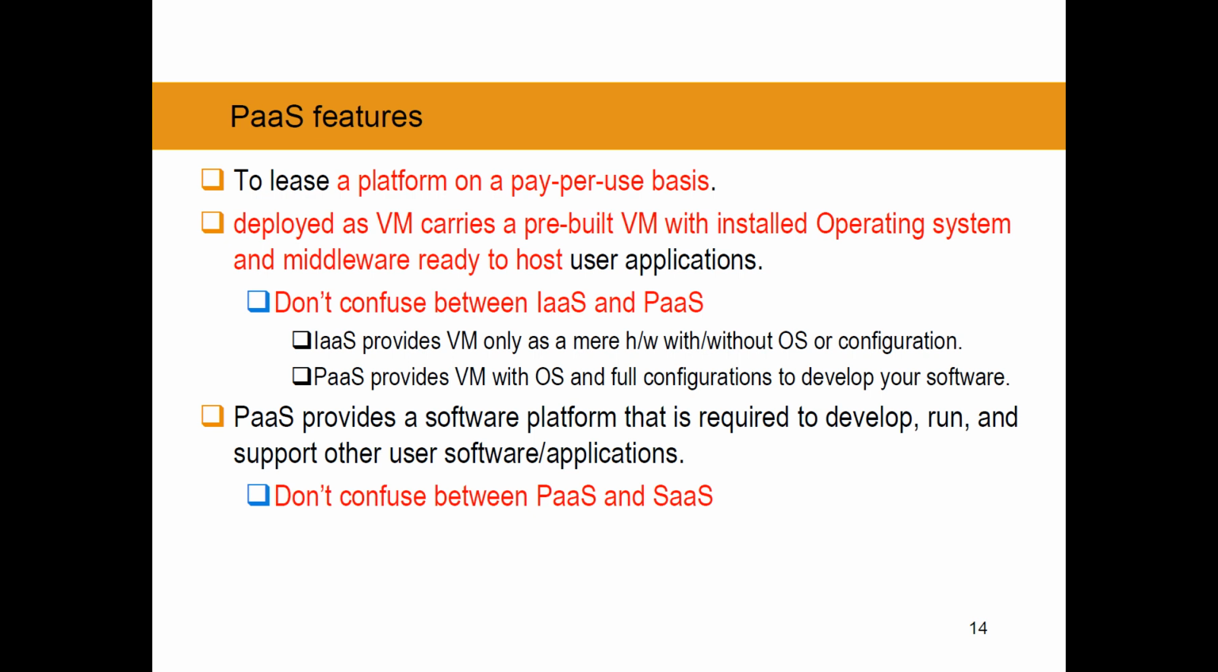Deploy a VM carries a pre-built VM with installed operating system and middleware ready to host user applications. So here you see, don't confuse between IaaS and PaaS. Okay, infrastructure as a service provides virtual machine only as mere hardware, with or without OS or configuration. But PaaS provides a virtual machine with OS and full configuration to develop your software, not only for the operating system, but for the software development part. So this is the difference.